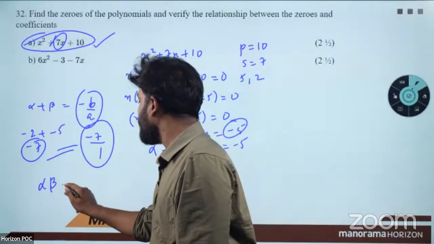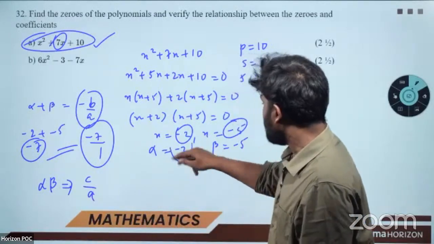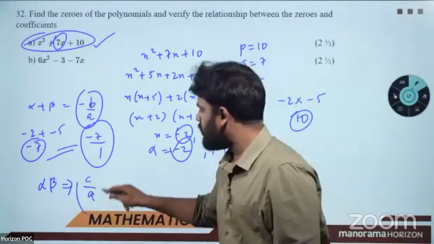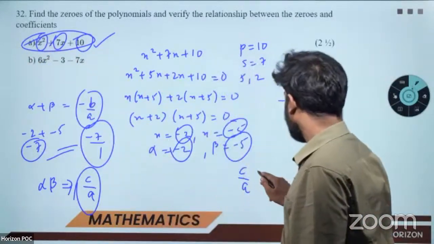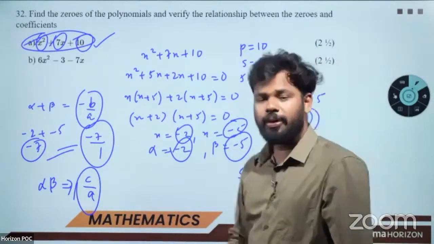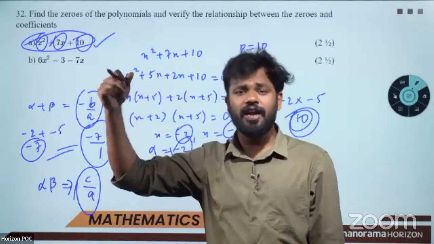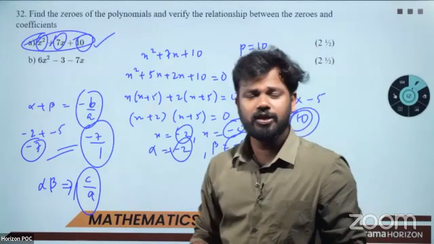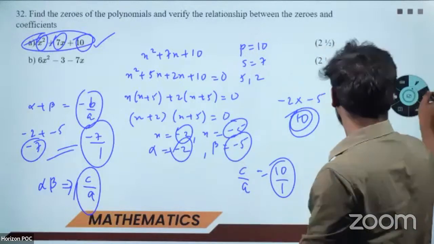Now look at the second part, alpha, beta, the product. The product should be equal to c by a. What is the product of zeros? Minus 2 into minus 5, the product is what? 10. Now look at the next part, c by a. What is c here? You have 10. What is a here? 1. So you have 10 by 1. So c by a is 10 by 1 and alpha beta is also 10. So that means they are equal. So what happens here? You found out the zeros. You have verified the relationship between the zeros and the coefficients by using this method. That is alpha plus beta is equal to minus b by a and alpha beta is equal to c by a. Clear? Now there is another part there.